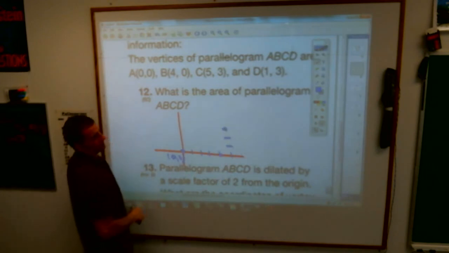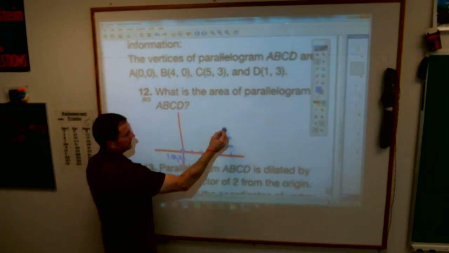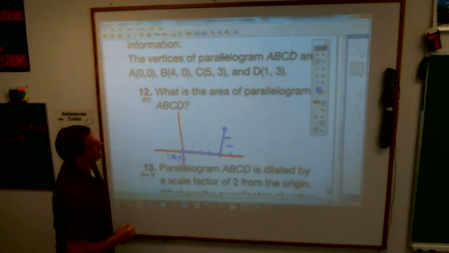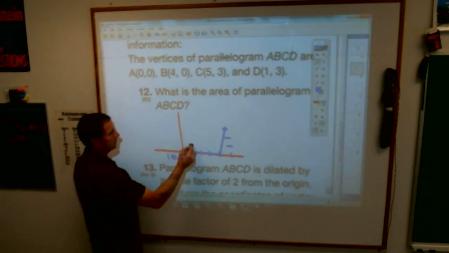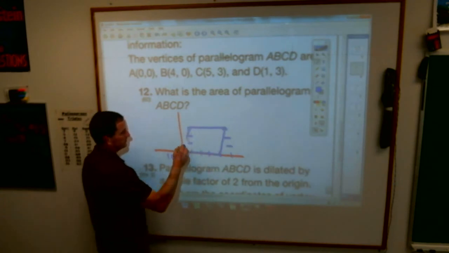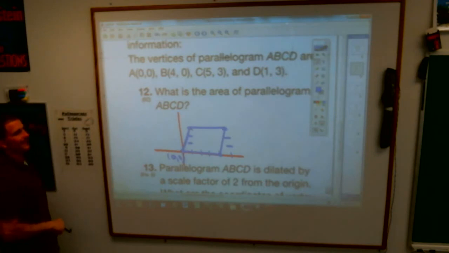By the way, what shape is this? It's a parallelogram. It's not a rectangle. I have this side, and I have this side of that parallelogram. And the last side is 1, 3. Here's my parallelogram. It's a beautiful parallelogram. What is the area?